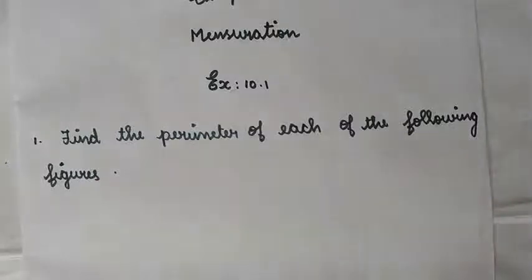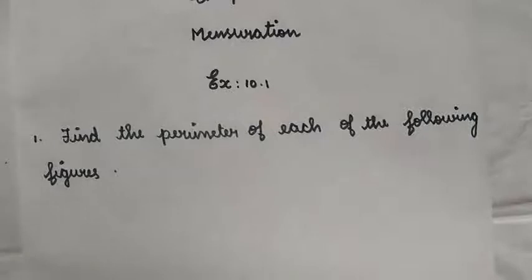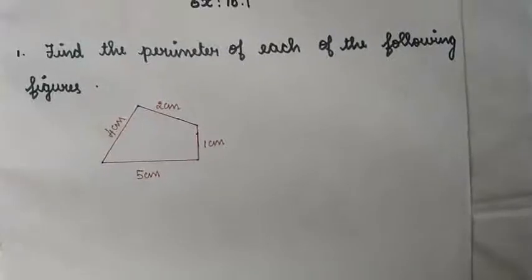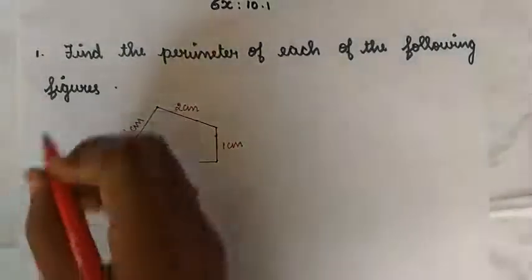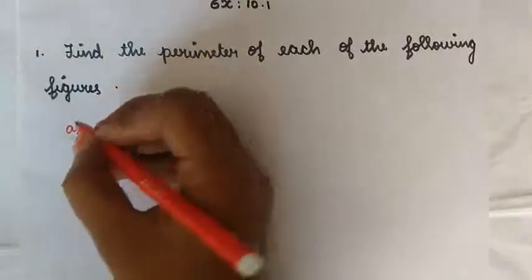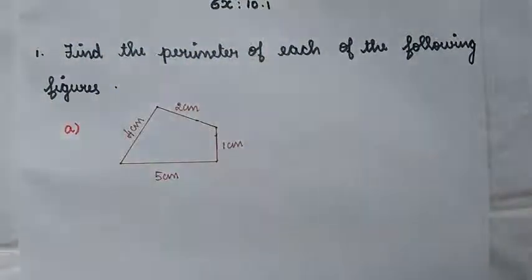What do we mean by perimeter? Already you learned in 5th standard. Perimeter is nothing but the sum of the lengths of all sides of a closed figure. That is called perimeter. Okay, let's see the first sum. See this, subdivision A. We have to find the perimeter of this diagram.